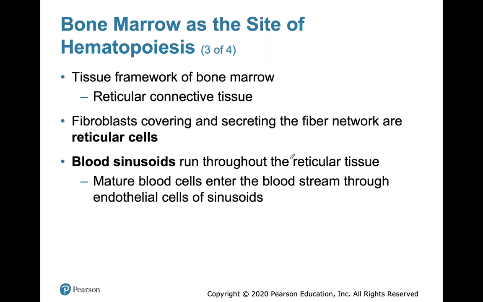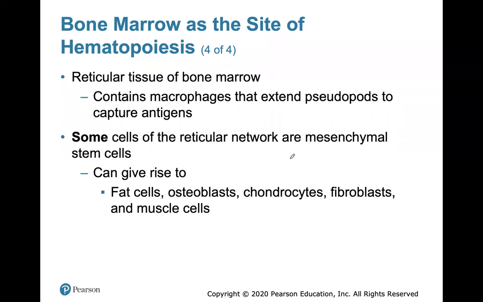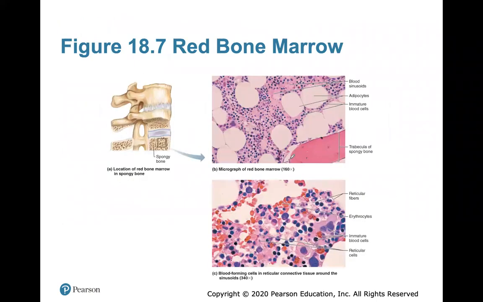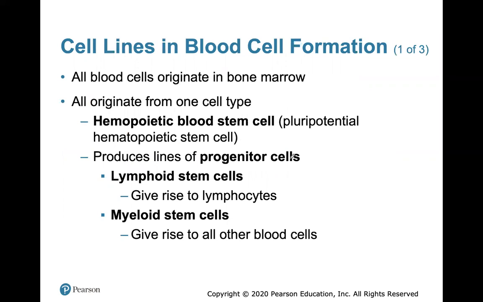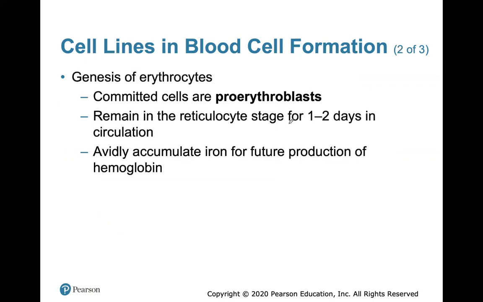So this is the bone marrow and what it looks like, but I won't ask you too many other questions about that. But here's what the red bone marrow looks like, and just how our red blood cells are formed in red bone marrow. Cell lines and blood cell formation. So pretty much this is just saying that all blood cells originate in your bone marrow, and they all originated from one cell type called a hematopoietic blood stem cell. And this hematopoietic blood stem cell will eventually split into every specific type of blood cell that we have.